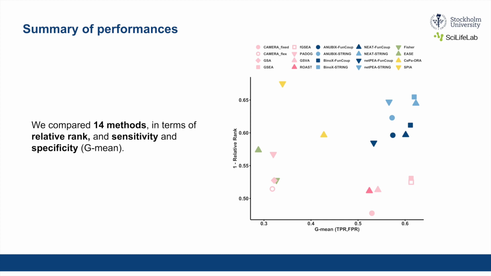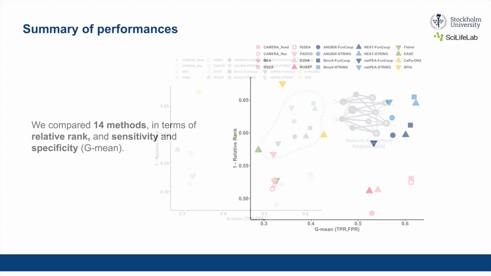To condense the method performances in one balanced, comprehensive and robust summary index, we use the geometric mean of true positive rate and true negative rate. To emphasize the significance of capturing true positives in the top predictions, we calculated the median relative rank of true positives after sorting by p-value.